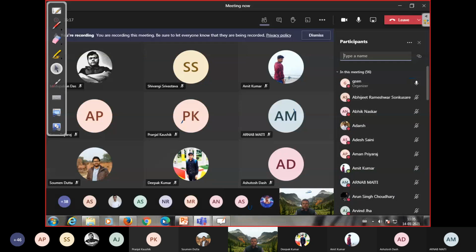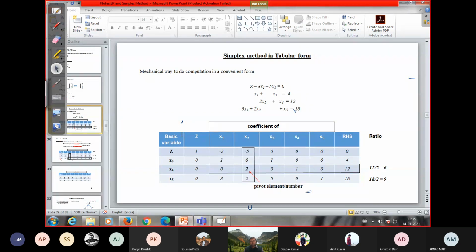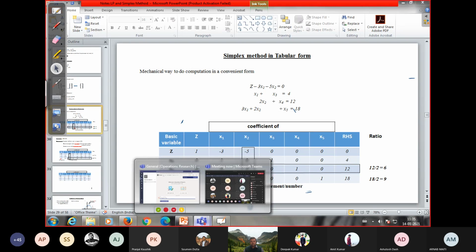Whoever is done, please raise your hand. In the first step itself, you will see the tie. Yeah, there is a tie. And if you choose, say, x6 to leave, you choose x6 to leave and form the next table. So x2 will enter and x6 will leave, say. You have a choice between x4 and x6, right?